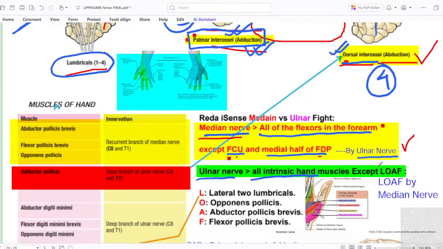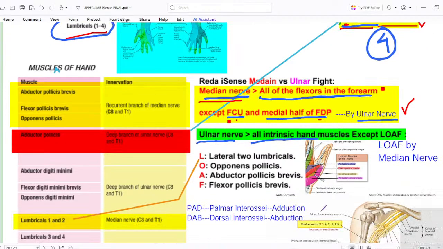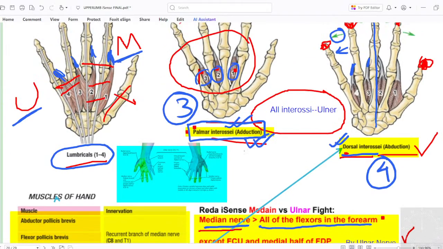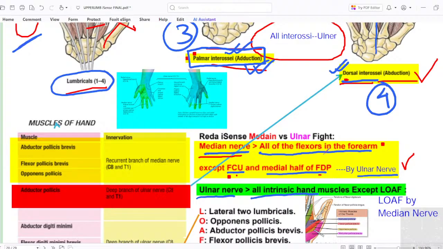From here, minimum two questions you will get, only from this information. See, a common rule we made: all interossei muscles are supplied by the ulnar nerve, no doubt. But interossei and intrinsic muscles are different.